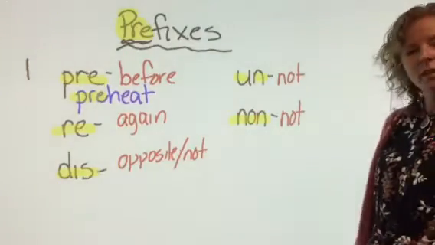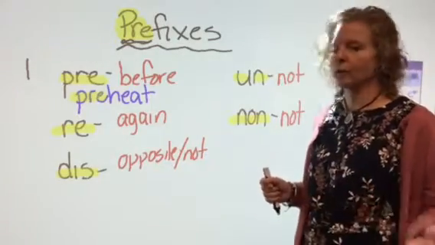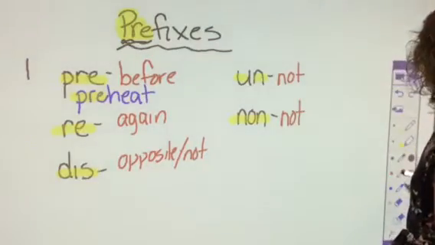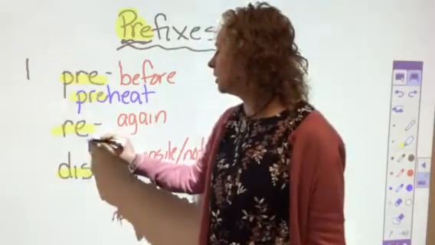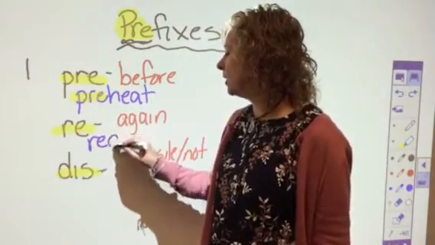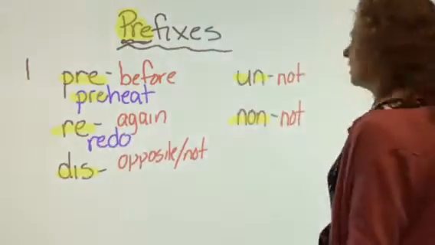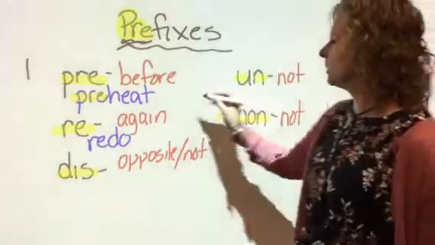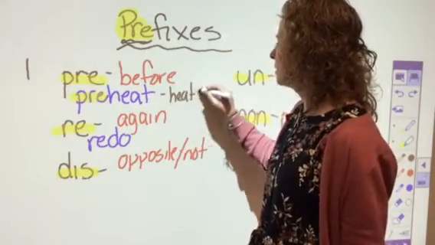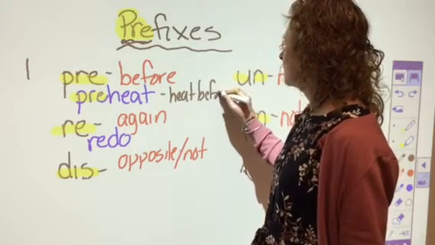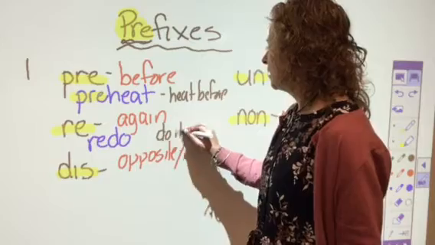It's when you preheat an oven, you turn it on and try to get it warm before you use it. That is preheating. We reread, we retell, we redo. Re means again, you do it again. If we were going to say a meaning, to heat before, to do it again.